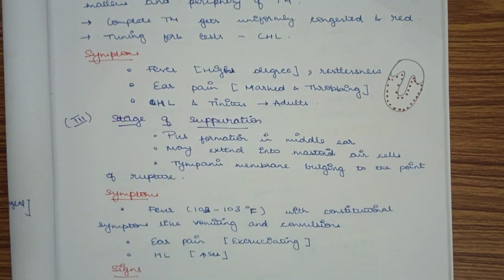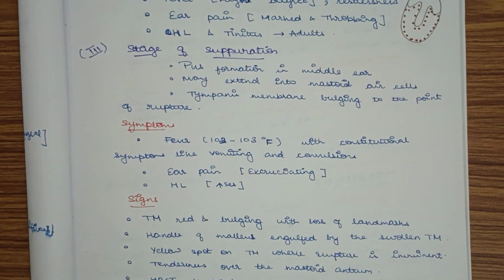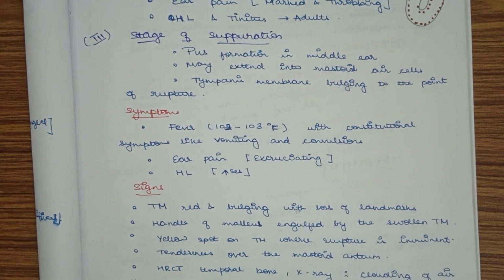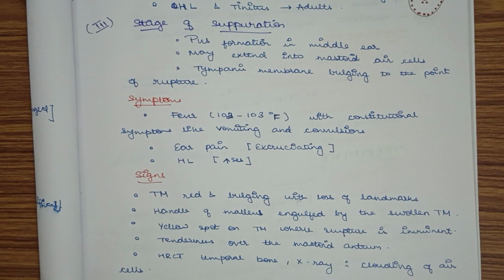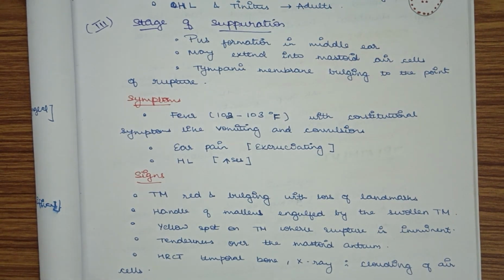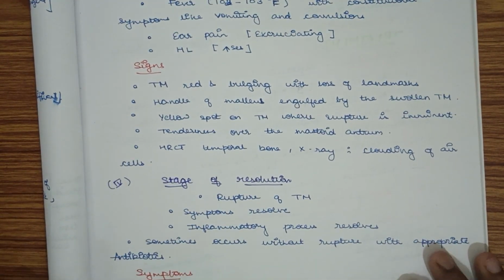Now we'll look at the stage of suppuration, which is the third stage of acute suppurative otitis media. Suppuration means formation of pus. So in the third stage, there's formation of pus in the middle ear, which may extend into the mastoid air cells. The tympanic membrane will bulge to the point of rupture. Now we'll look at the symptoms and signs of the third stage.